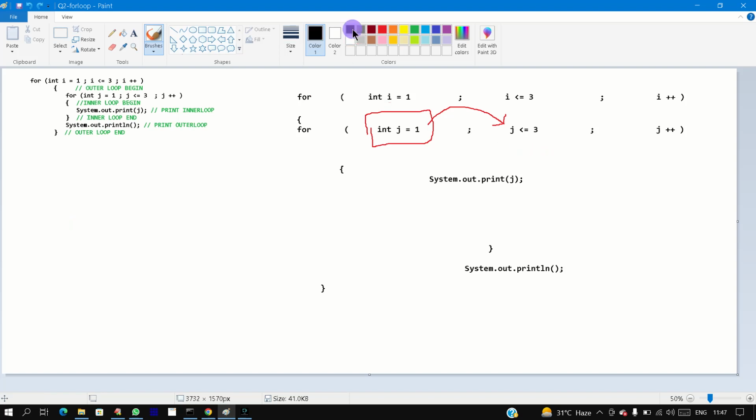Now at this point j has become 2. 2 less than or equal to 3. The condition is true. If the condition is true, it will be going to system.out.println. Now system.out.println is guiding us to print j. First 1 was printed, now 2 is printed.